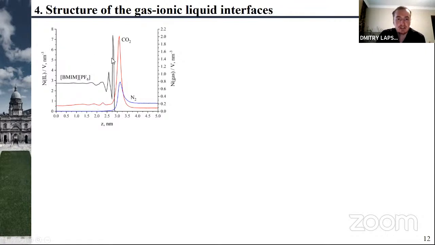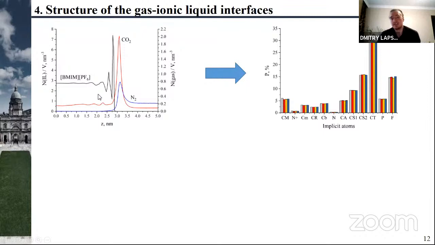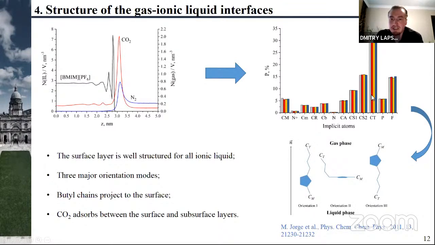So these spikes, as I mentioned before, are associated with a specific alignment of ions on the surface and subsurface layer. And using number density profiles of atoms, we can calculate a population of atoms that are essentially on the surface. From this picture, we see that the surface is mostly populated with these CT atoms associated with terminal methyl groups attached to the butyl chain. This suggests that the cation mostly orients its butyl chains to the gas phase.